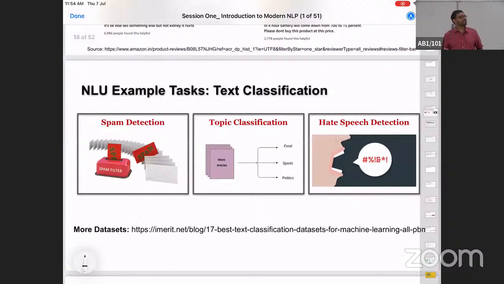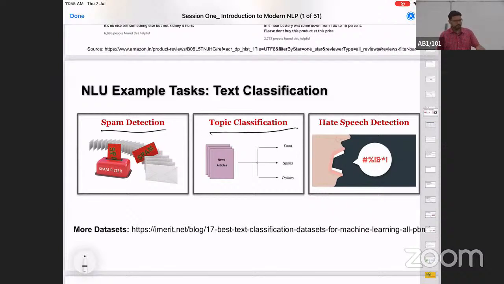Fine. So in general, I talked about one problem in NLU, that was text classification. There are many more problems. Some tasks can be related to spam detection, right? Spam detection is a very popular text classification problem. You have hundreds of emails coming to your email box. You want to filter out the spams. Again, a simple 0-1 kind of classification problem, right?